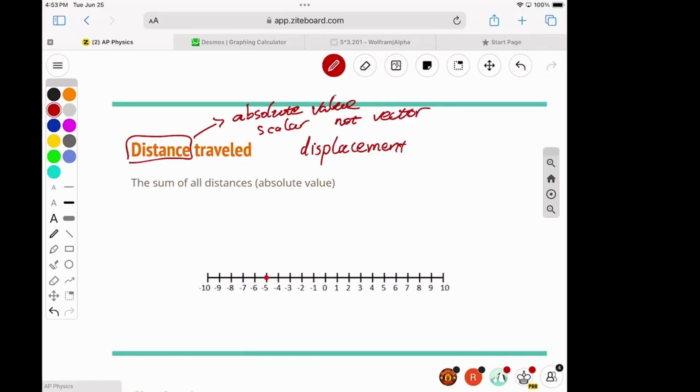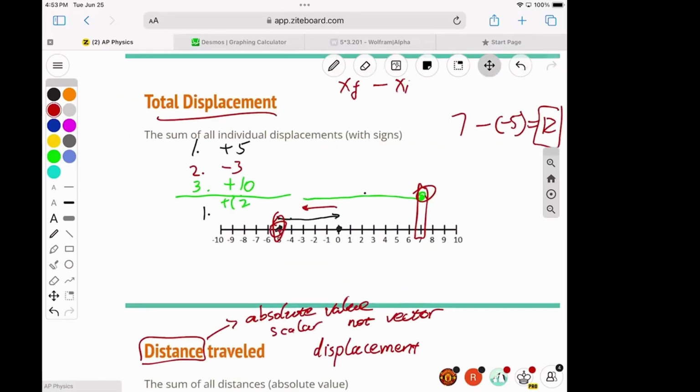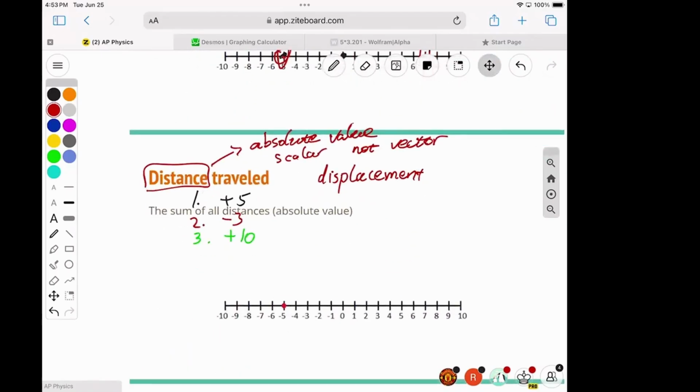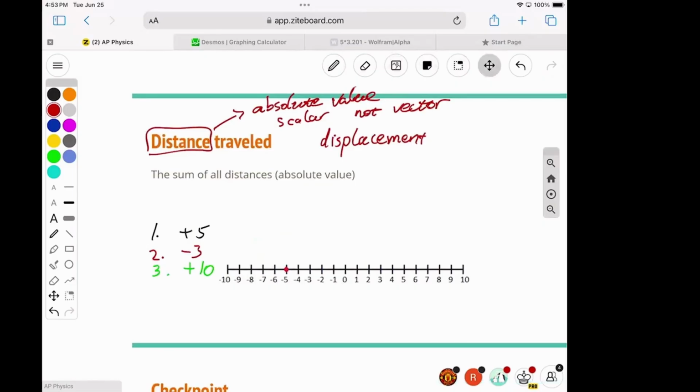So let's do the same thing. I'm going to copy what I did there. Let's say I have these 3 steps. Again, these are my 3 steps. So the distance traveled then would be from -5 to 0, sorry, to 0.